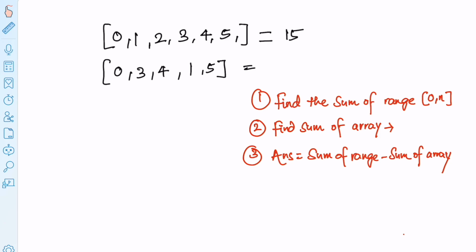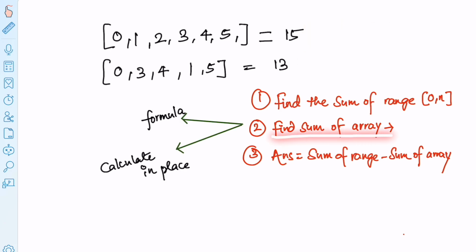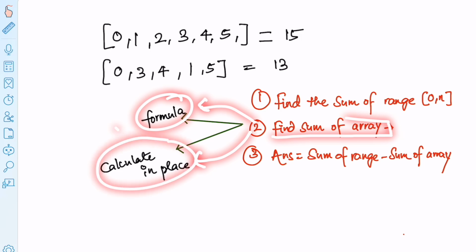And the second step is to find the sum of the array. So the sum of our array would be 3 plus 4 is 7, plus 1 is 8, plus 5 is 13. Right? Now the answer would be the difference between the sum of the range minus the sum of the array. So here the answer is 2. There are two ways to find the sum of a range. One might be with the formula, another is by calculating it in place. We will talk about both of these ways with our pseudocode.